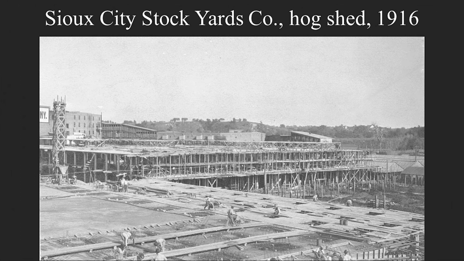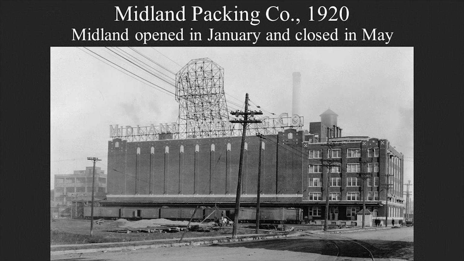The Sioux City Stockyards Company built a reinforced double-decker hog shed in 1916. Many of you might remember this and its affectionate name, Hog Hotel. A local firm, the Midland Packing Company, began in 1920. Midland opened in January but closed in May of 1920. They had oversold stock, and there was an inadequate amount of capital to continue operating this packing plant.